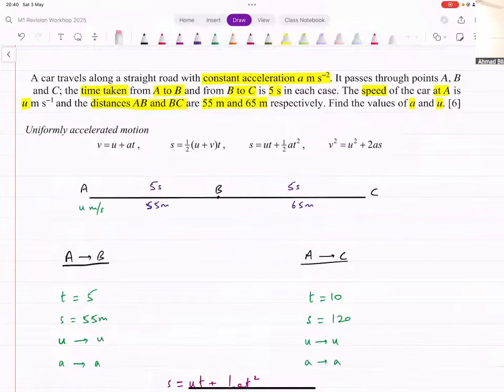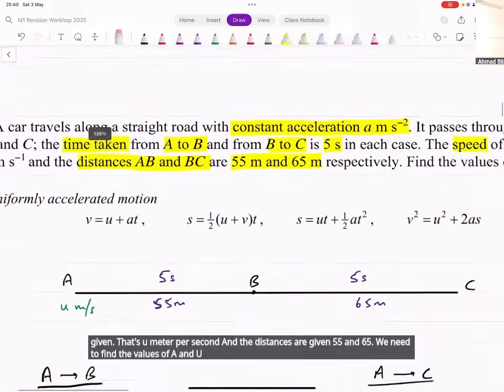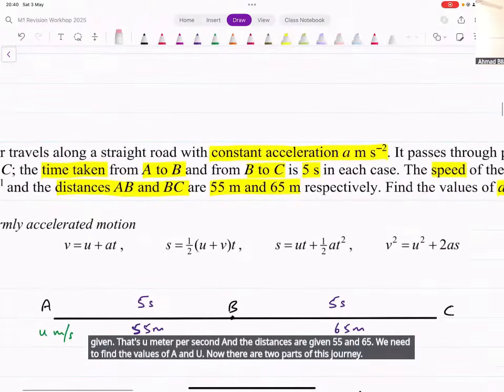The speed of the car at A is given, that's u meters per second. And the distances are given, 55 and 65. We need to find the values of a and u. Now, there are two parts of this journey, AB part and BC part.